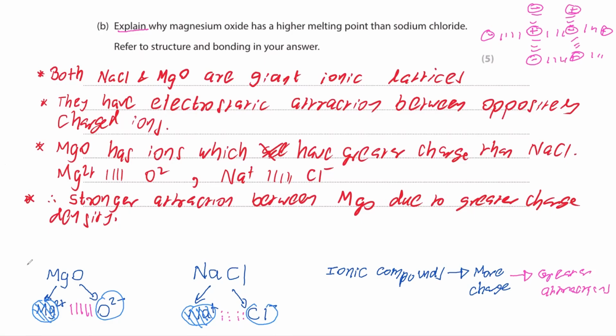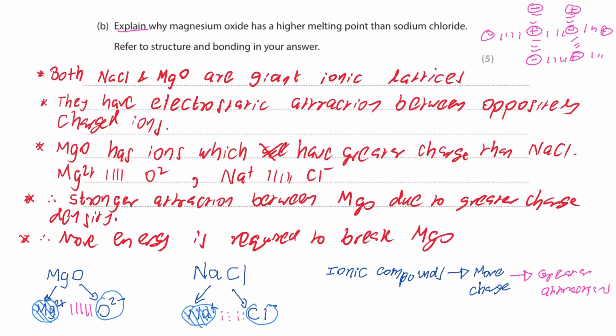So finally we can say that more energy is required to break the magnesium oxide lattice. Since the magnesium oxide lattice requires more energy to break, that's why it has a higher melting point than sodium chloride.